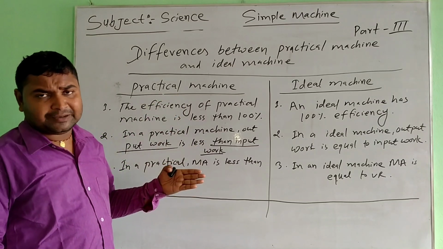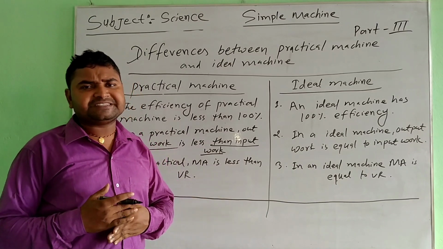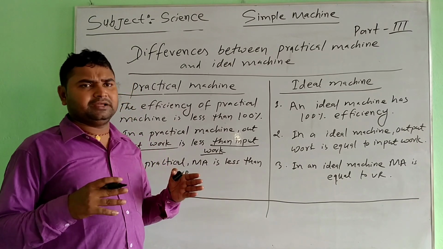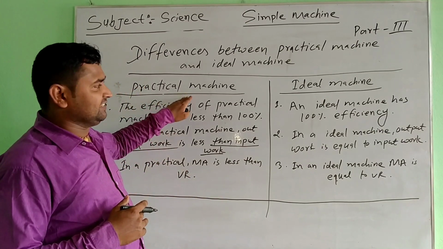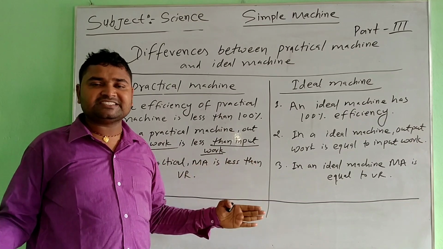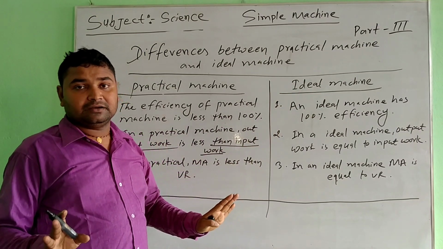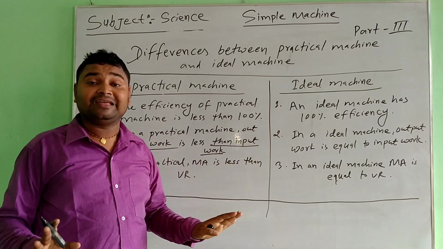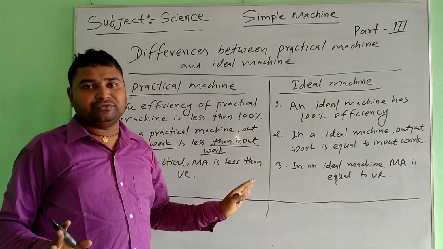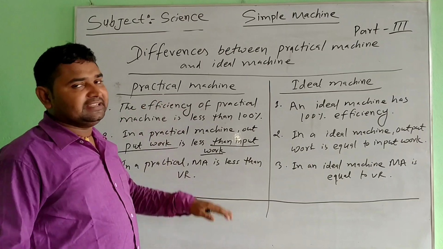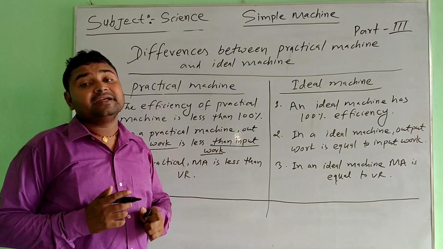So once again, what is the practical machine? The practical machine means those machines which do not give 100% efficiency, and the rest of the input work is wasted due to friction. That is called practical machines. And ideal machines are frictionless, no friction is affected. In ideal machines, there is no presence of friction. The practical machine is affected by friction, so the output work is not 100%.